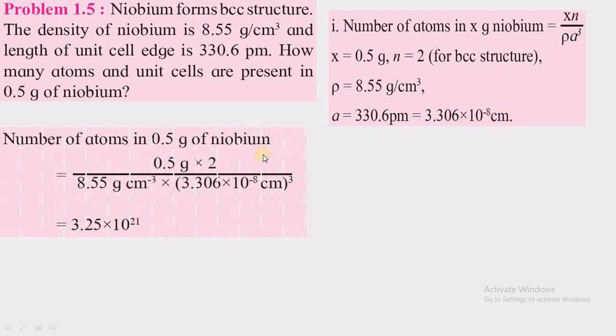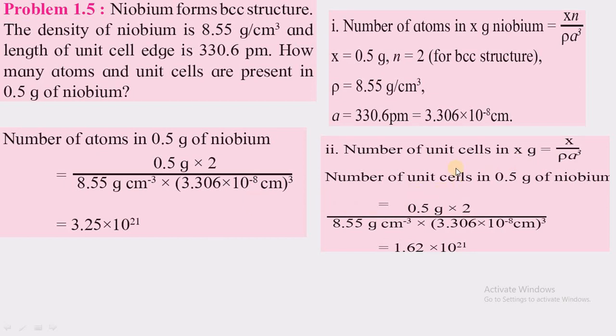By this, you can calculate by putting the values in this formula. Number of atoms is equal to x, here 0.5 gram, n is equal to 2 for BCC, rho is 8.55 gram per centimeter cube, and a cube is equal to 3.306 into 10 raised to minus 8 centimeter cube, and you will get 3.25 into 10 raised to 21 by using log table.